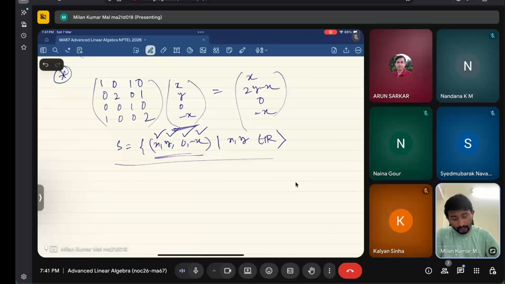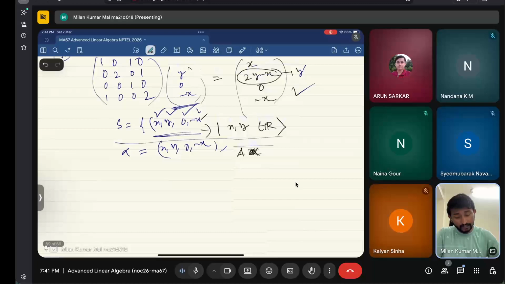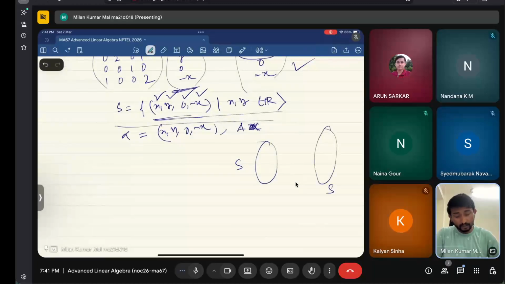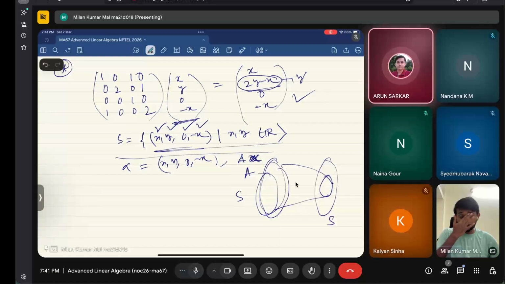Now if we take an alpha, alpha equals x comma y comma 0 comma minus x, then what we get is that the image of alpha is also satisfying this property. You can say here is the S, and here is the S again. So T is actually mapping S to something inside S, not the full thing.